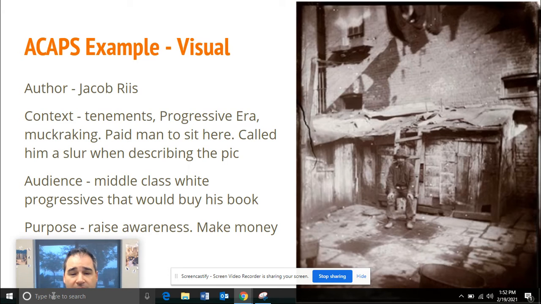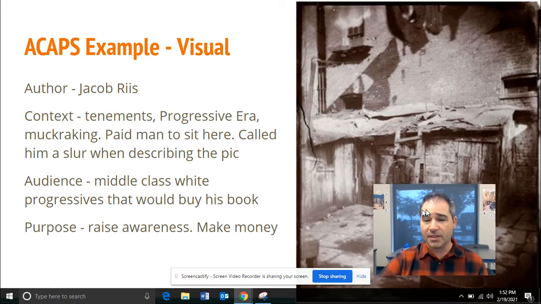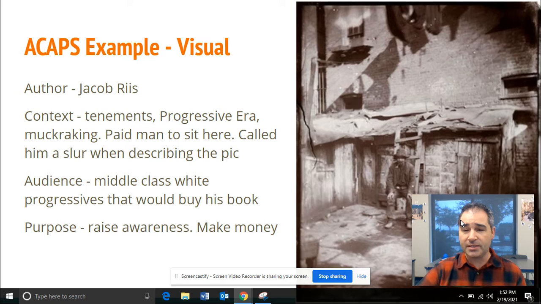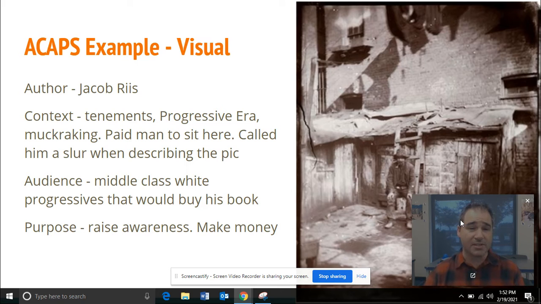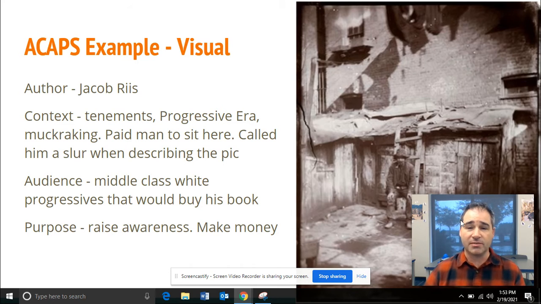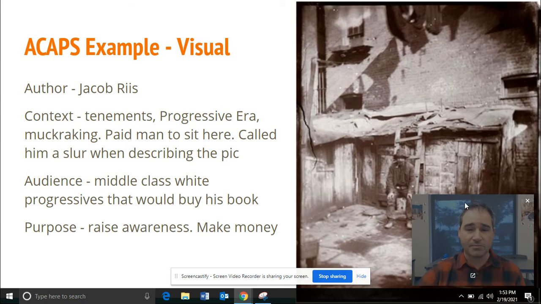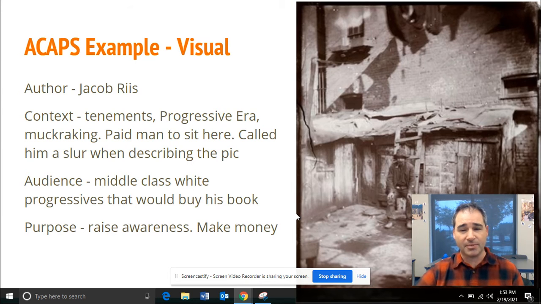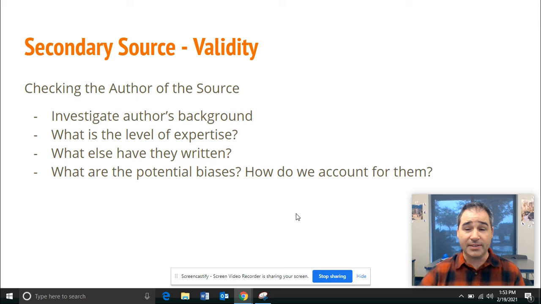All of that changes the meaning of the picture because we need to look at what his potential biases are so that we can account for them when we look at the pictures. So we're gaining information about literacy by looking even at images. So that's how we would source a primary source. Secondary sources are also interesting to take a look at, because what we need to do is what we call author validity. Secondary sources are only as good as the people that write them.